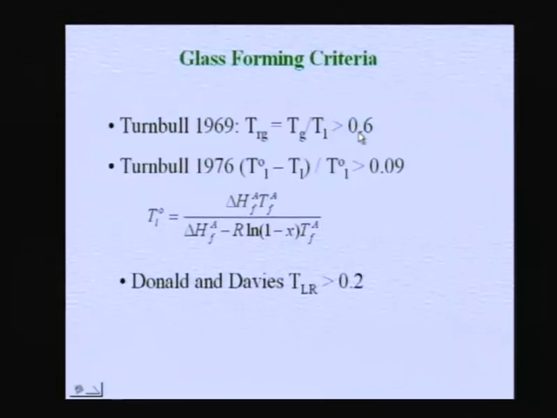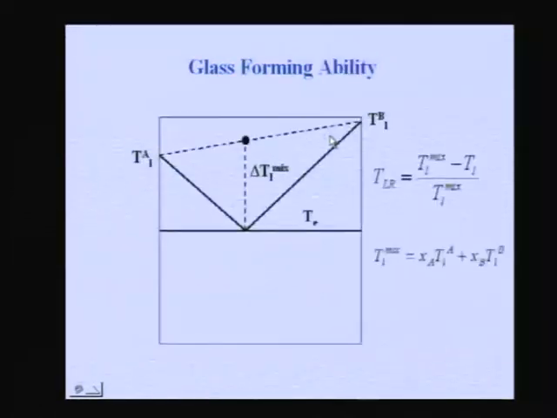That is why the letter R comes there, reduced glass transition. That means we are normalizing the glass transition temperature with respect to the melting point. For example, come to this phase diagram. I choose any composition here and the glass transition temperature is somewhere here below the eutectic, and I take the glass transition temperature divided by the liquidus temperature, that fraction is what is the TRG.